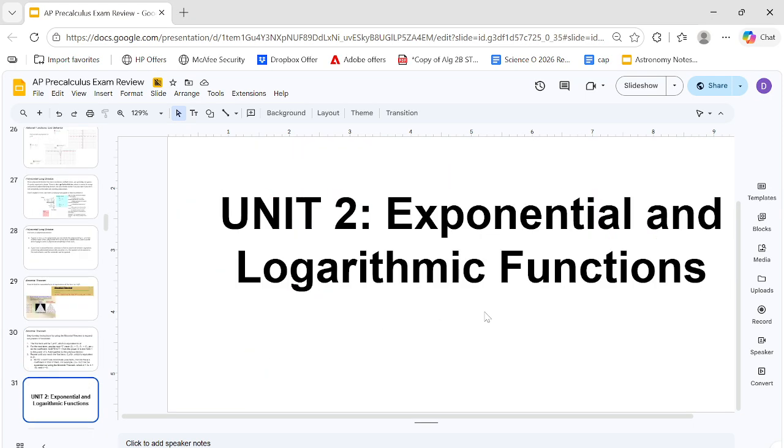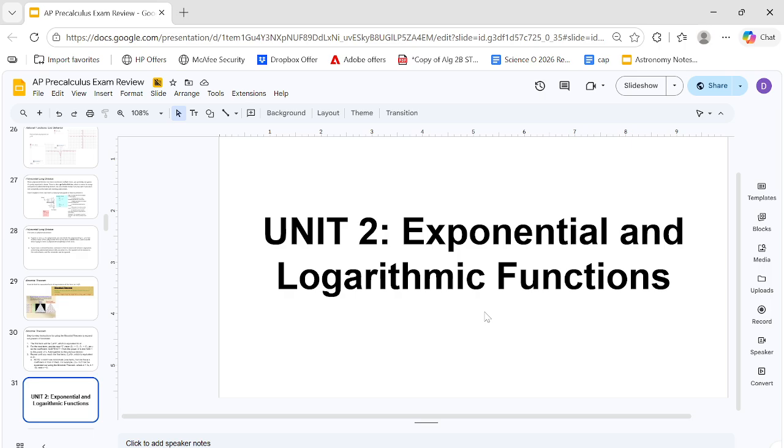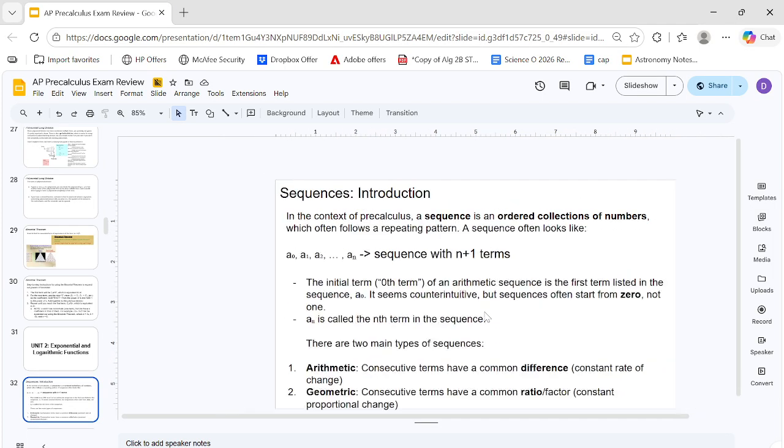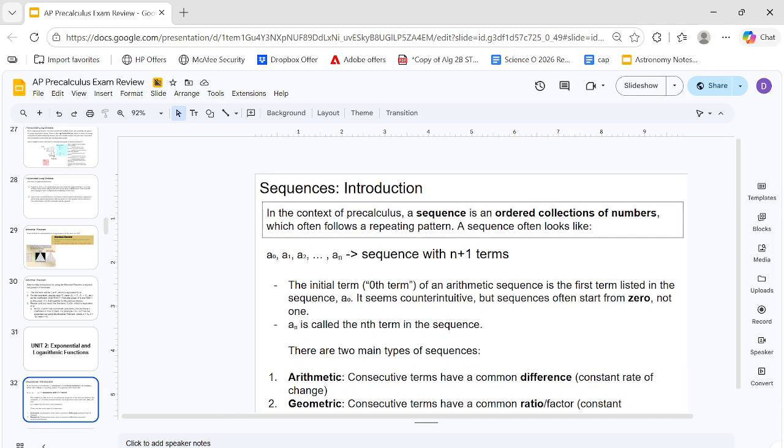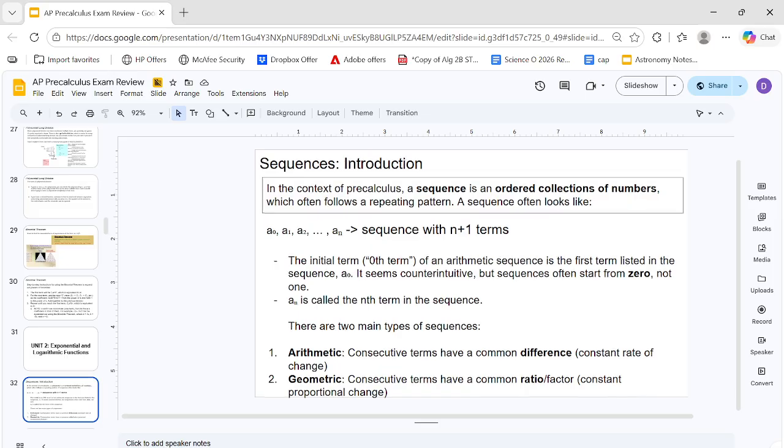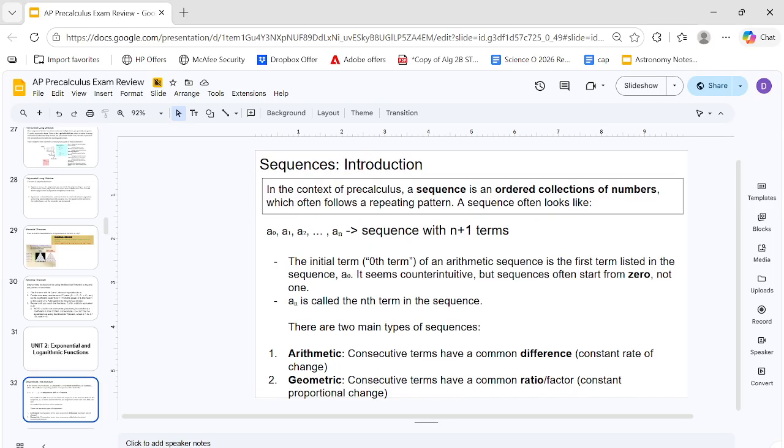Anyways, on to Unit 2, exponential and logarithmic functions. A sequence is an ordered collection of numbers, which often follows a repeating pattern. The initial term is the first term listed in the sequence, and there are two main types of sequences: arithmetic, which means that consecutive terms have a common difference, and geometric, which means that they have a common ratio or factor.